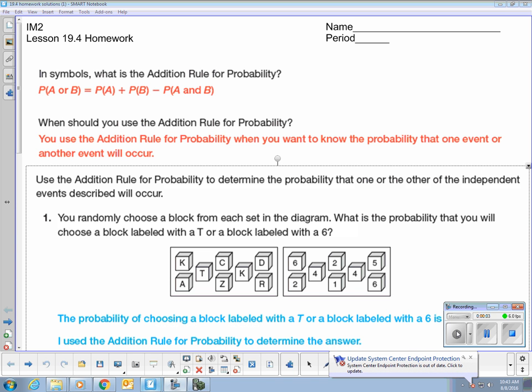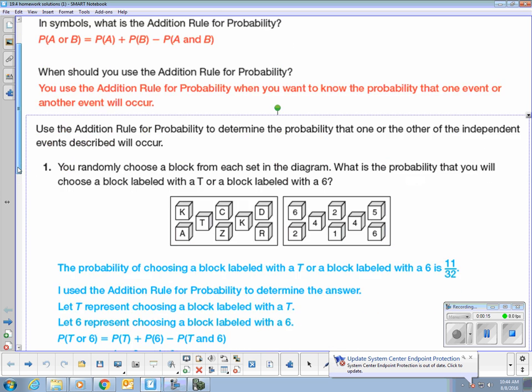19.3, and this lesson is using the OR rule for probability. And to help with the OR rule today, I'm going to show you another way to solve a problem involving OR. So let's start with problem number 2.